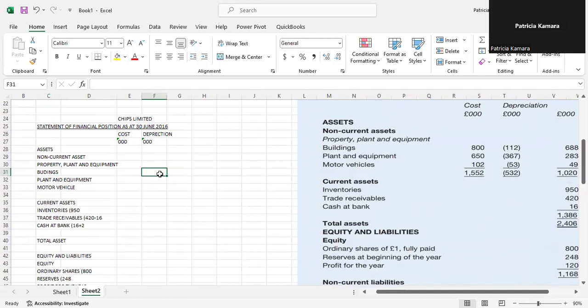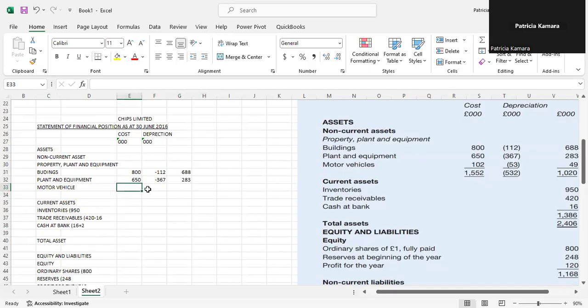So building here had a cost of 800, depreciation to be 112, and then we have the carrying amount or the net book value to be 688. Plant and equipment had a cost of 650, and then depreciation of 367. We had the net book value to be 283, the carrying amount or carrying value.